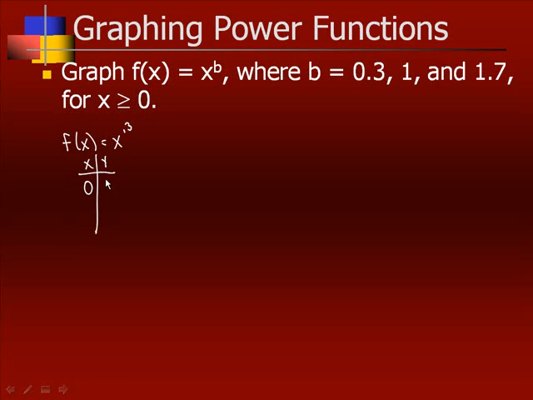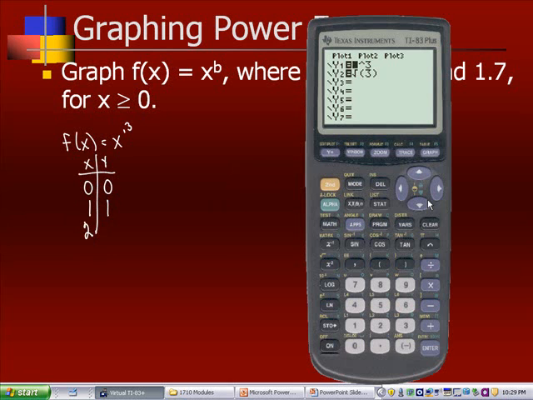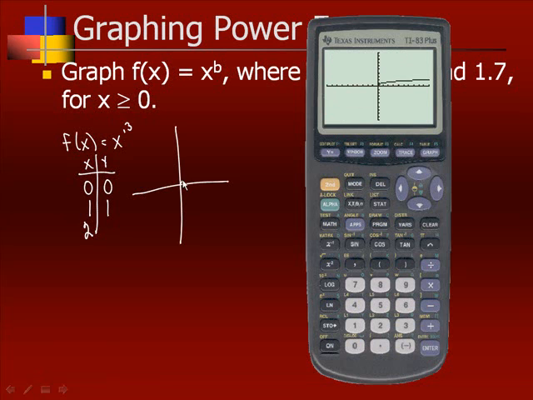If x is 0, 0 to any power is 0. If x is 1, 1 to any power is 1. If x is 2, now we've got 2 to the 0.3. Well, we're going to have to do all of these on our calculator. If we're going to use our calculator, let's just go ahead and use it. So y equals x to the power of 0.3, press graph, so we get our little x squared, or our x to the b, where the graph goes off to the right.